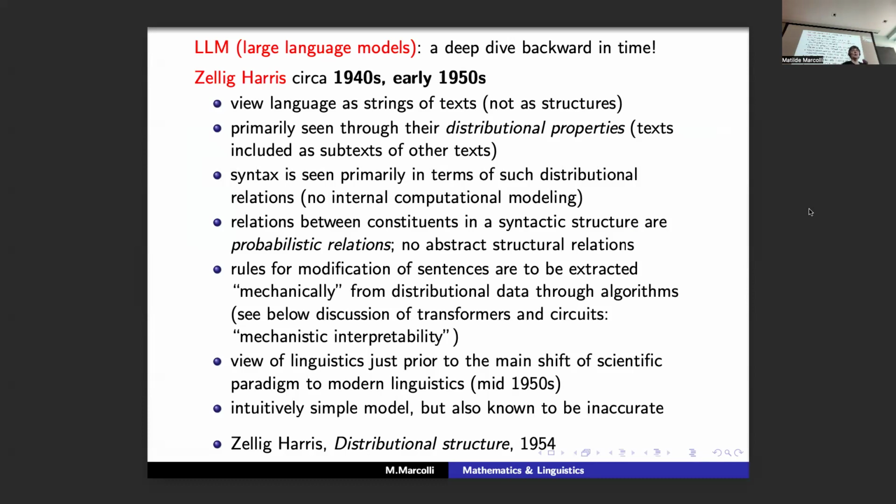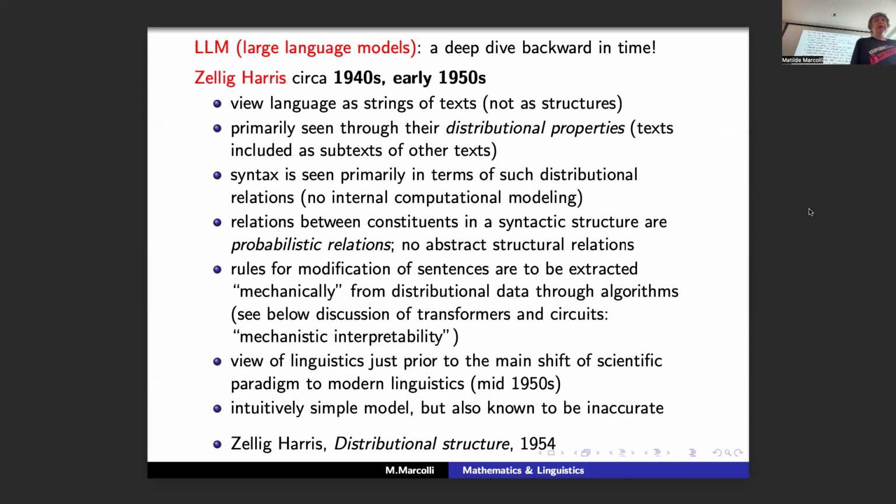So the first question that one needs to ask is, what is the actual theory that is behind the technology that you see? And this has a very precise answer in the case of the large language models. The theory is actually about 80 years old, and it predates the introduction of modern linguistics. So it's 80 years old and it's 70 years obsolete. And this is actually the theory that Zellig Harris developed from the mid-1940s up to the mid-1950s.